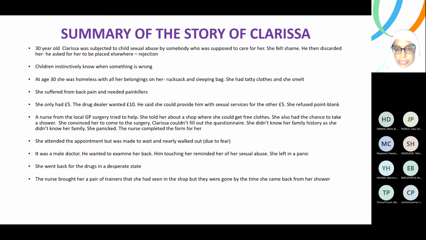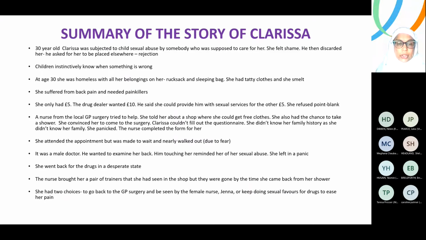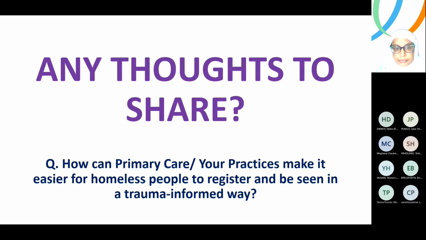The nurse bought her a pair of trainers that she'd seen in the shop, but by the time she got back from her shower, they were gone. So she had two choices: go back to this GP surgery and be seen by the female nurse, Jenna, or keep doing sexual favours for that drug dealer to get drugs for her pain. And thankfully she chose the nurse, but you can see it could have easily gone the other way. And for a lot of our patients, that's the kind of vicious circle that they're stuck in.